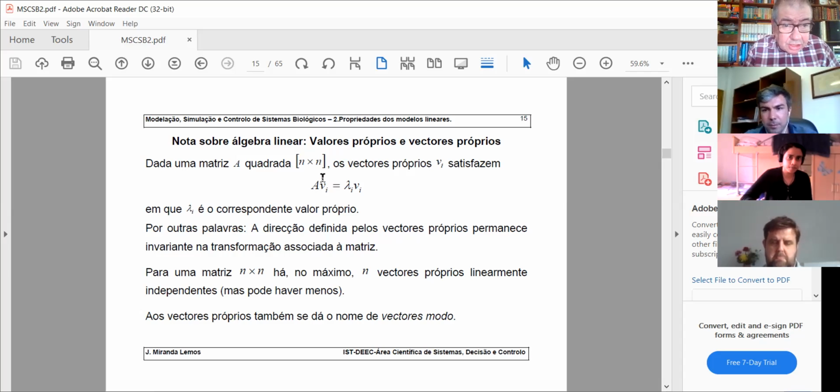And the definition is this one. So there are the eigenvalues that satisfy this one. Okay. Now let's go to the whiteboard. Let's go to the whiteboard. So stop sharing.